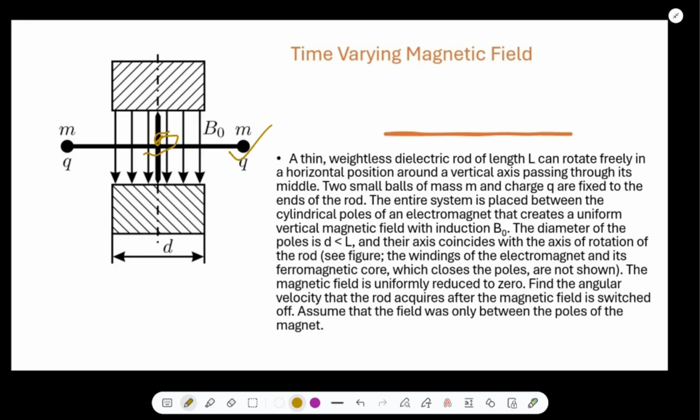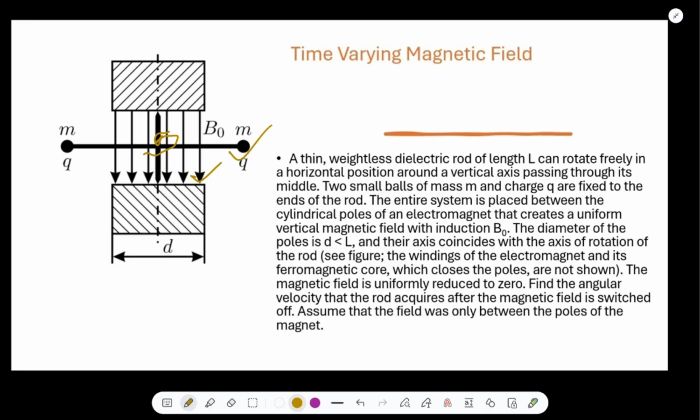The entire system is placed between the cylindrical poles of an electromagnet that creates a uniform vertical magnetic field with induction B. The diameter of the poles is D less than L, and their axis coincides with the axis of rotation of the rod.